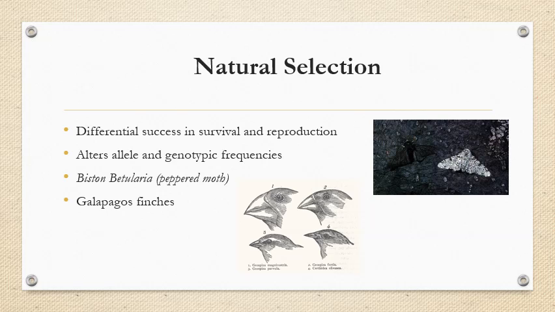His theory basically states that individuals will show variation. Those variations can be inherited. Organisms will produce more offspring than can survive, and variations that increase success will be more likely to be passed on to future generations. So there are two well-known studies of natural selection serving as a mechanism for evolution, and those are the peppered moth studies and the Galapagos finches.